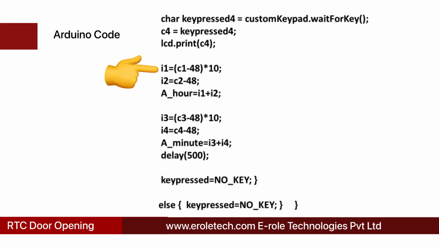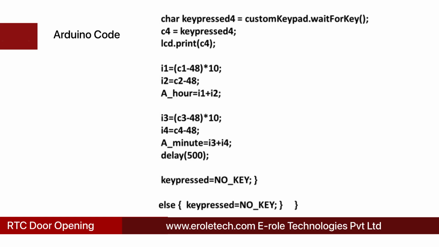It will first deduct 48 from the pressed key value, and then multiply it by 10. I2 equal C2 minus 48. It will deduct 48 from the pressed key value. Now we will add both the digits, I1 and I2, and save it in the variable hour.